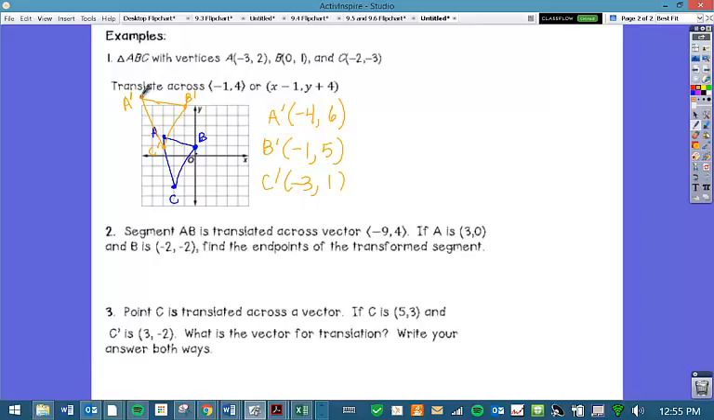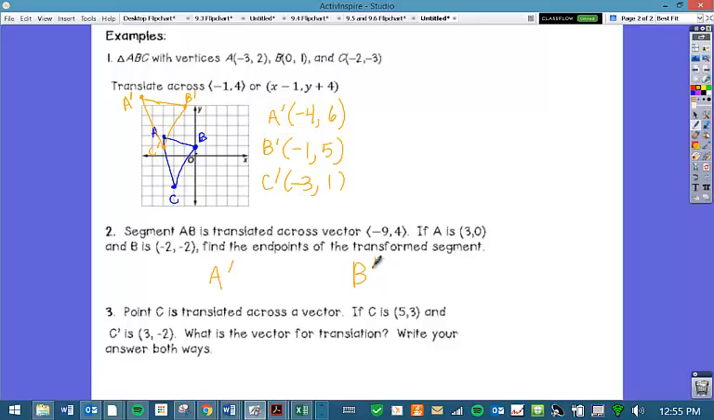On number 2, it tells me that segment AB is translated across the vector <-9, 4>. If A is at (3, 0), and B is at (-2, -2), find the endpoints of the transformed segment. So after I translate it along this vector, what would be my new points A prime and B prime? I want y'all to pause the video and try this one on your own.